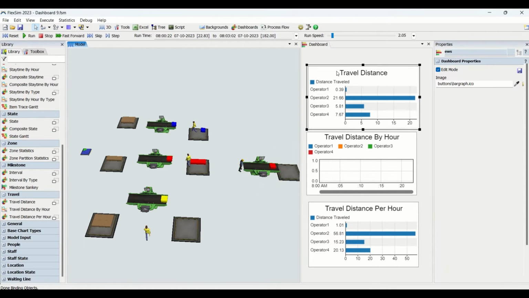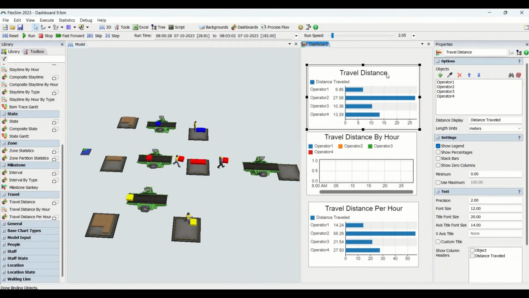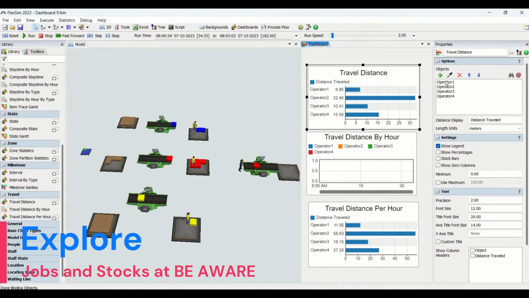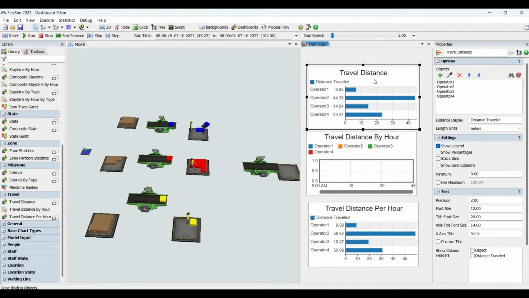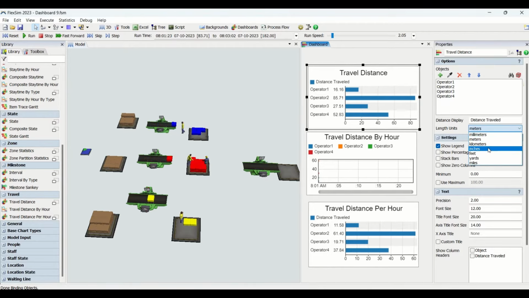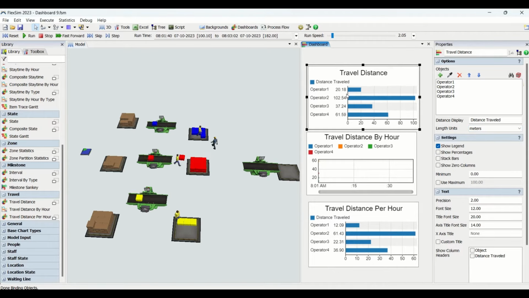We have created a travel distance graph here, so we have dragged it in and selected 4 operators in here. The significance of the travel distance is that this is going to give you the length in meters. So if you want to calculate how much distance the operator has traveled, you can do it by using this travel distance graph. Here you can change the units to inches, feet, yards, miles, kilometers, millimeters. I have mentioned it in meters, so we are going to get this distance in meters.